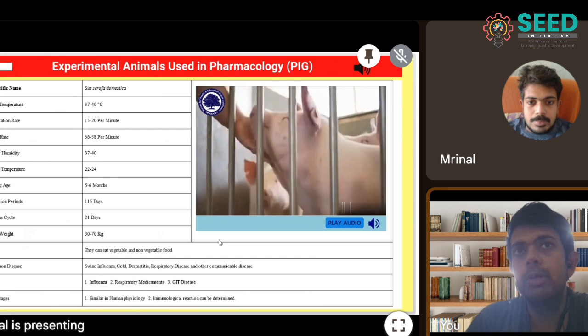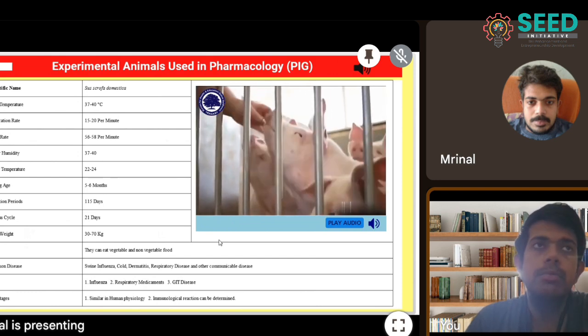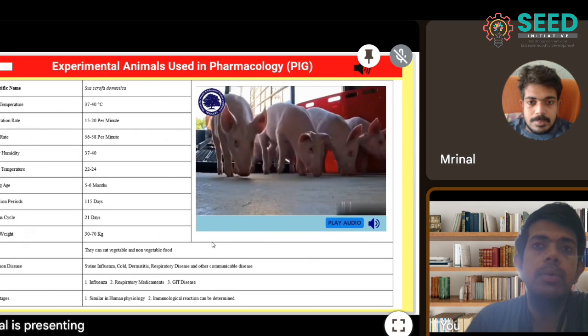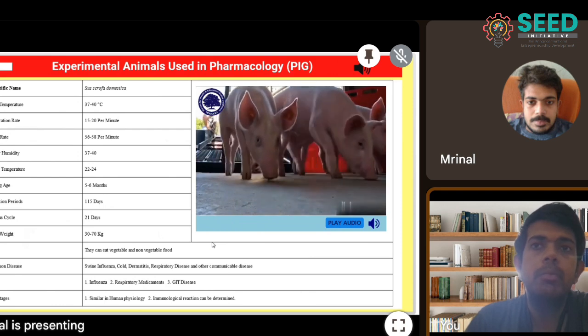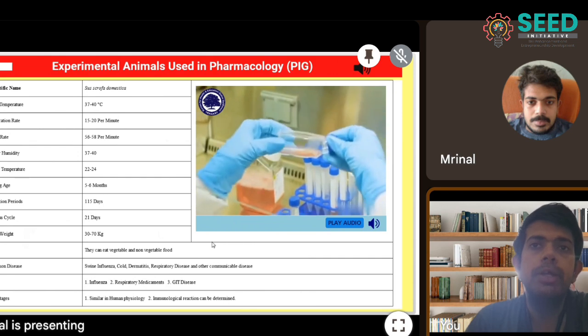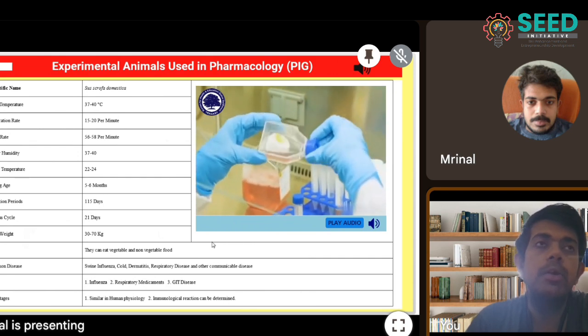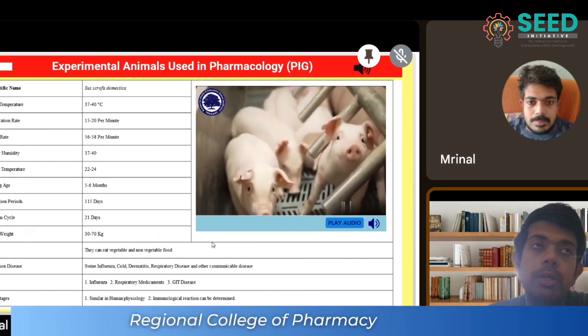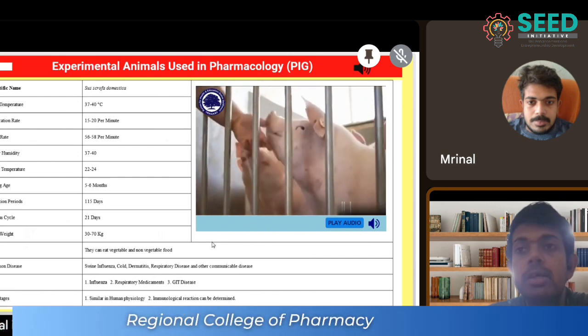Mating age is around 5 to 6 months. Gestation period is 155 days. Estrus cycle is around 21 days. Body weight is around 30 to 70 kg. They can eat non-veg and vegetarian food. A fun fact about pigs is that they are coprophagous and they are also cannibals.